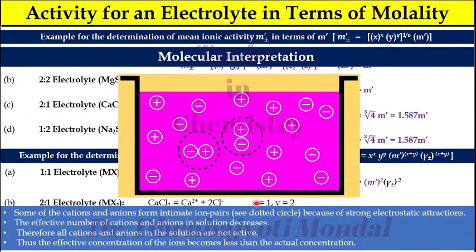So what can you conclude? Some of the cations and anions form intimate ion pairs, see in the dotted circle, because of strong electrostatic attraction. As a result, the effective number of cations and anions in solution decreases. Therefore, not all cations and anions in solution are active. Thus, the effective concentration of the ions becomes less than the actual concentration.